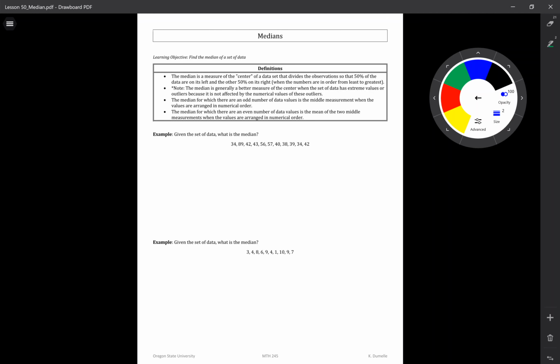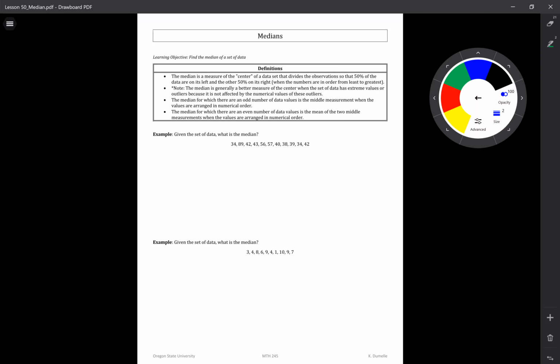We've been talking about statistics this week, and we will continue to talk about statistics. One measure of a set of data is called the median. I'm sure you've heard this word before, but the median is a measure of the center of the data, and it divides the observations so that 50% of the data are on its left and 50% is on its right. So we basically have to line up our numbers from least to greatest, and the median divides our numbers in half.